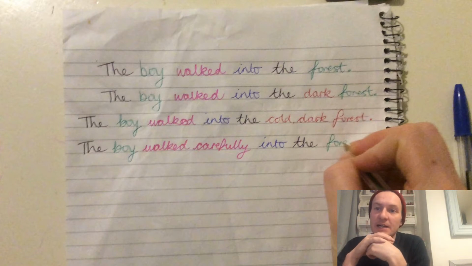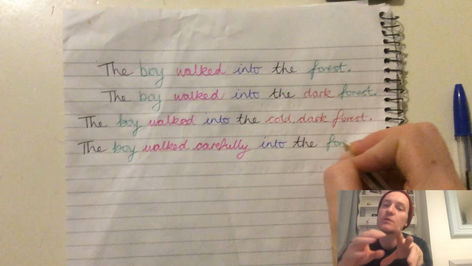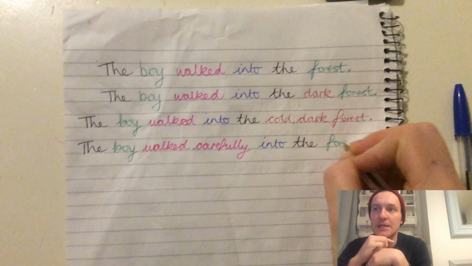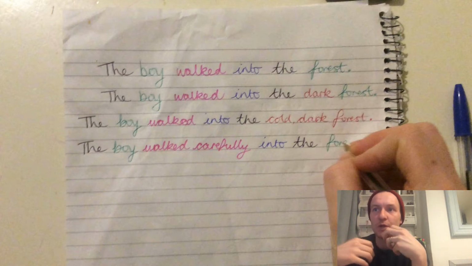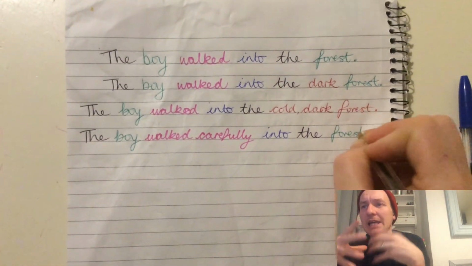So what that's telling us is it's adding to the verb. It's telling us that he didn't just walk, he walked carefully, and it's helping the reader to imagine how he is walking. So the boy walked carefully into the forest. We can now imagine a boy being careful not to step on twigs or fall into holes or all that kind of thing. And then also, I don't know about you, but I've got a bit bored of the verb walked now, so we're going to change that.